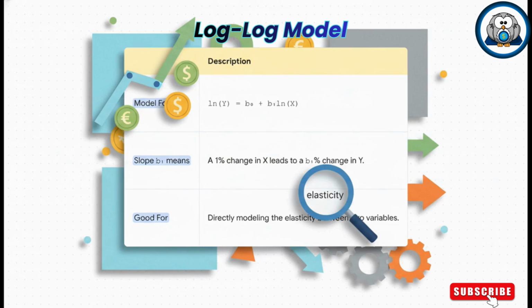And finally, we have the Log-Log Model, where you transform both variables. What's so amazing about this one is that the slope coefficient becomes a direct measure of elasticity. It tells you that a 1% change in X leads to a certain percent change in Y. This is incredibly powerful and used all the time in finance and economics.